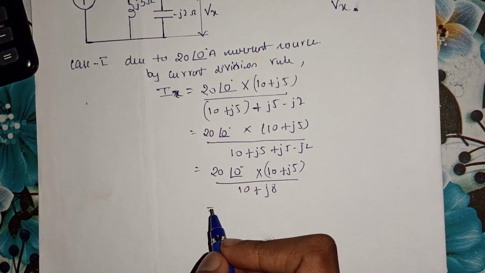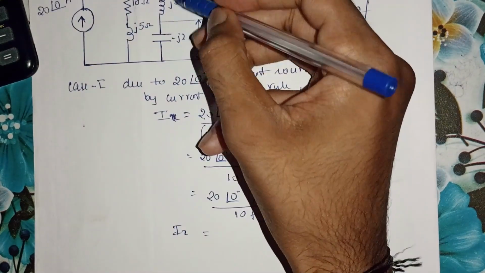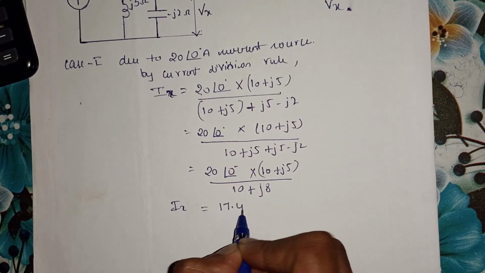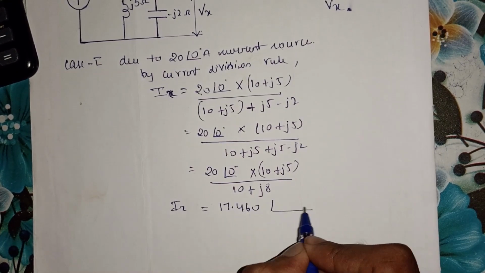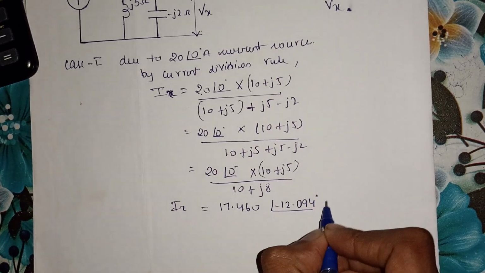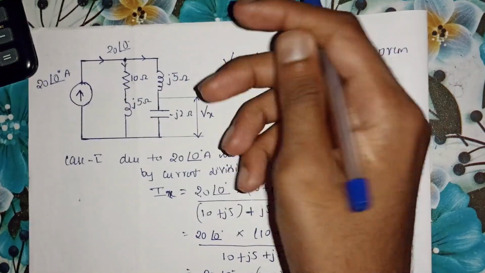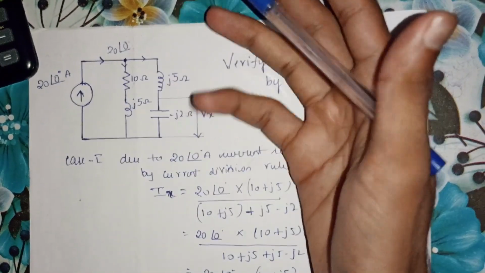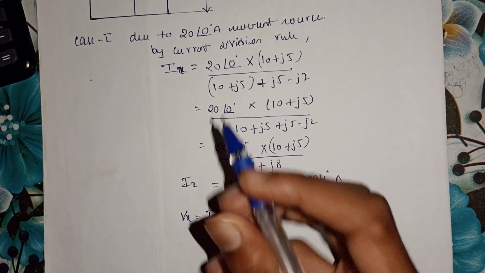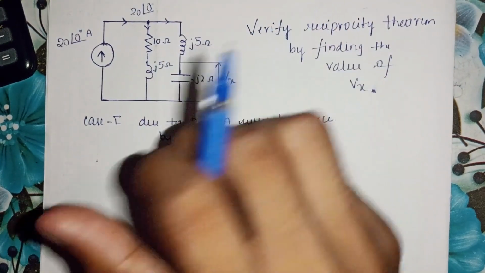On calculation, you get the value of the current Ix flowing through this branch as 17.460 at an angle of minus 12.094 degree amperes. Since I know the current entering through this branch, I can calculate the voltage, which is current times impedance. So Vx is nothing but Ix multiplied by minus j2, since I have to calculate the voltage across this j2 impedance.